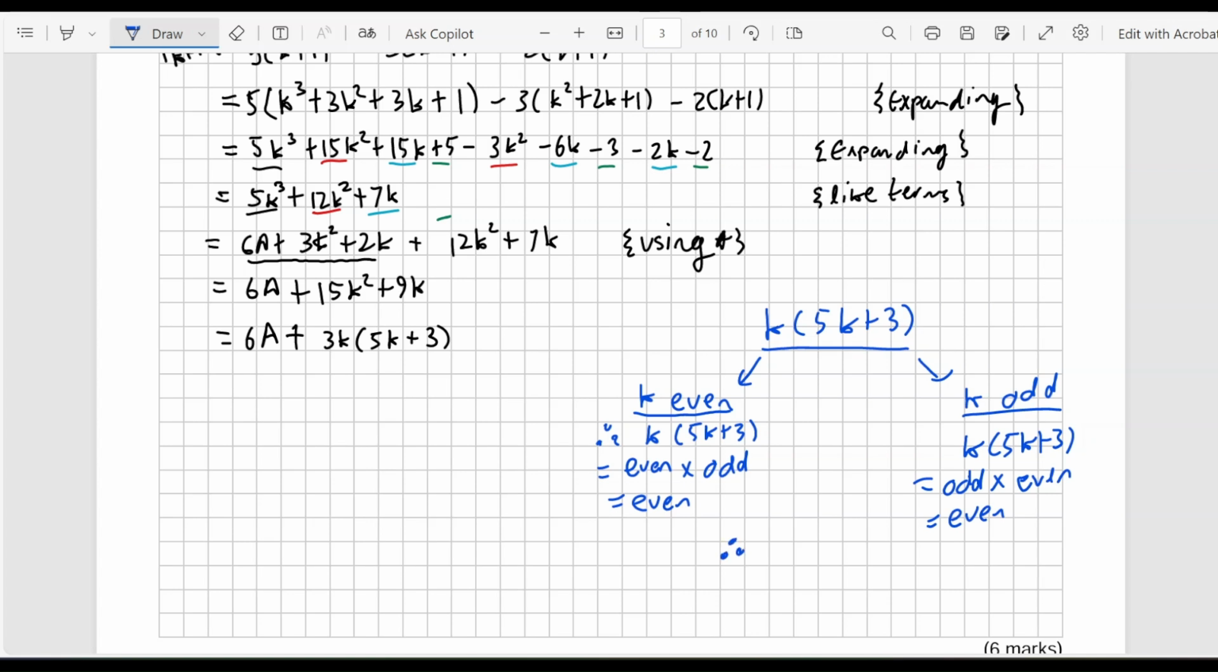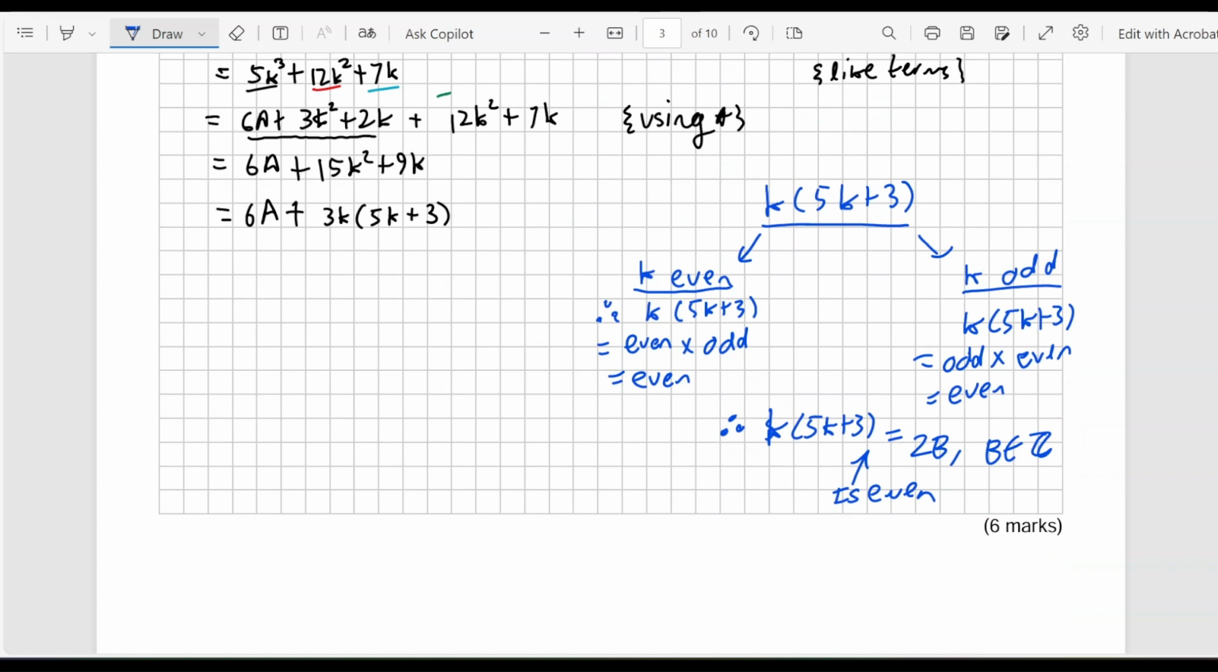Therefore, k lots of 5k plus 3 is 2 times some whole number b. So I might just say it is even, just to be really clear. All right. Now what I might do is I might actually call this double star, or you can just draw an arrow when you deal with it or something like that.